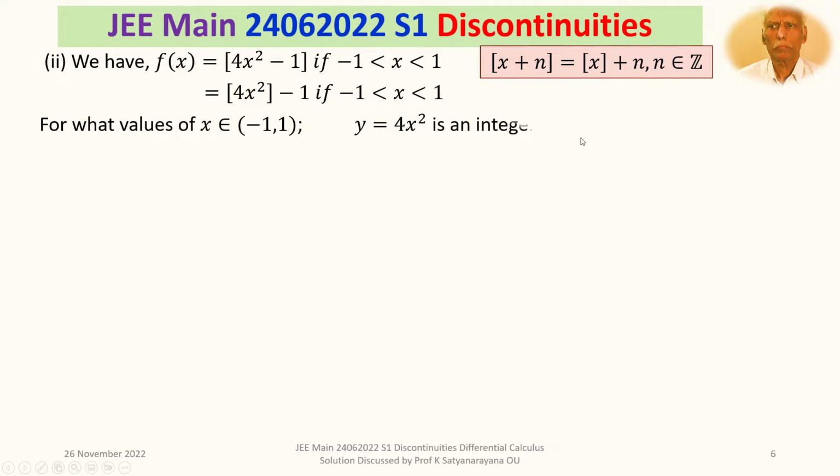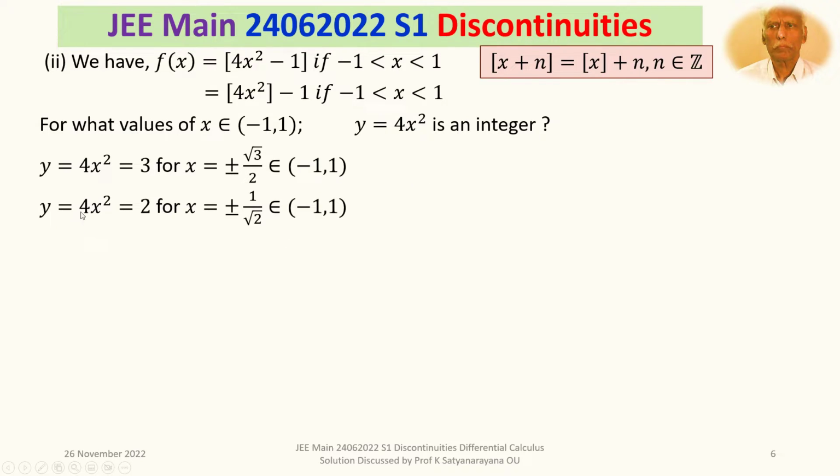So we ask a question. For what values of x belonging to this open interval minus 1 to plus 1 is y equal to 4x square an integer? First we see y is equal to 4x square will give you 3 for x equal to plus or minus root 3 by 2, that belongs to the open interval minus 1 to plus 1.